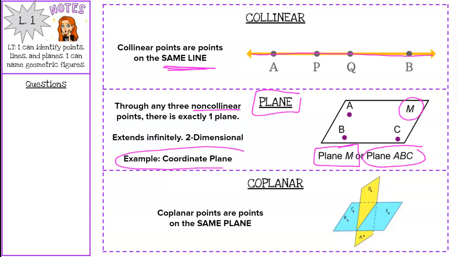An example of that would be our coordinate plane. We've worked with planes in the past before. Lastly, coplanar. Coplanar points are points on the same plane. So if you look here, we have our blue plane, plane BCE. So all 3 of those points would be coplanar. And then we have the yellow plane, which has 2 points showing, point D and point A, and those would be coplanar as well.